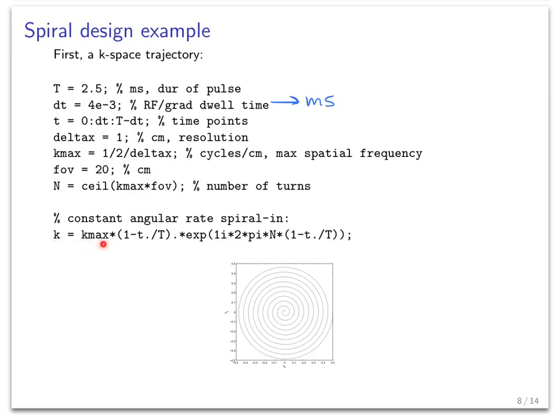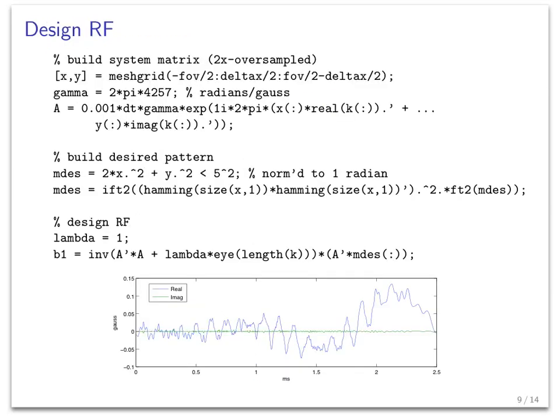Okay, so then we're going to use a constant angular rate spiral-in trajectory, and that's given by this analytic equation that we showed in class earlier, right? And so if we do that, then we get a complex vector of points k. The real part of this is the kx axis, and the imaginary part is the ky axis. And so I've plotted that here. You can do that in MATLAB whenever you give the plot command a complex variable. It's going to put the imaginary part along the y-axis, and the real part along the x-axis.